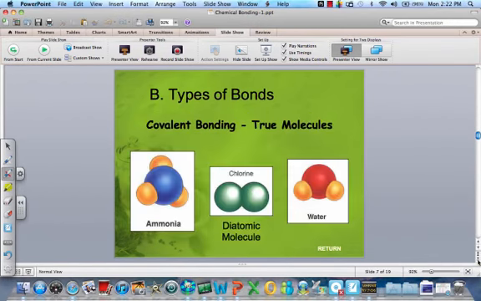Okay, so when we're talking about covalent bonds, we say true molecules, and we say that because they can have different shapes. So right here you might see a shape that looks kind of like a triangle or a pyramid. There are a lot of different shapes that covalent compounds can make. They're not limited, or as limited as ionic compounds.